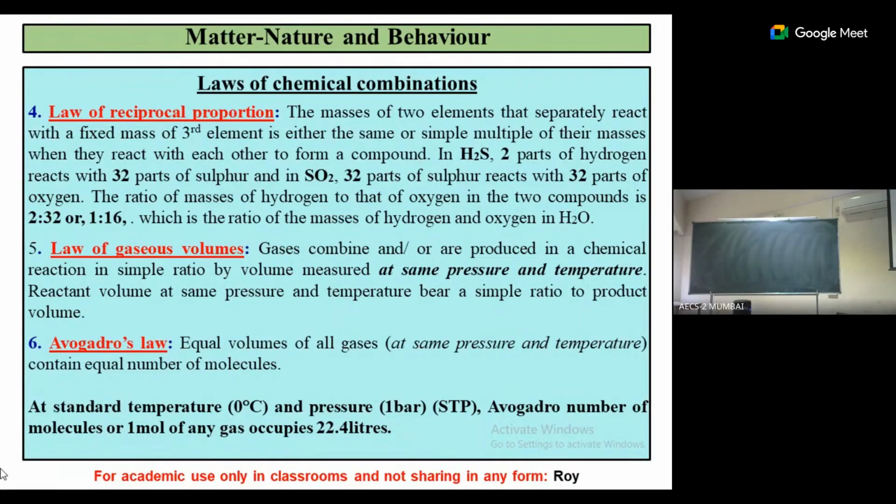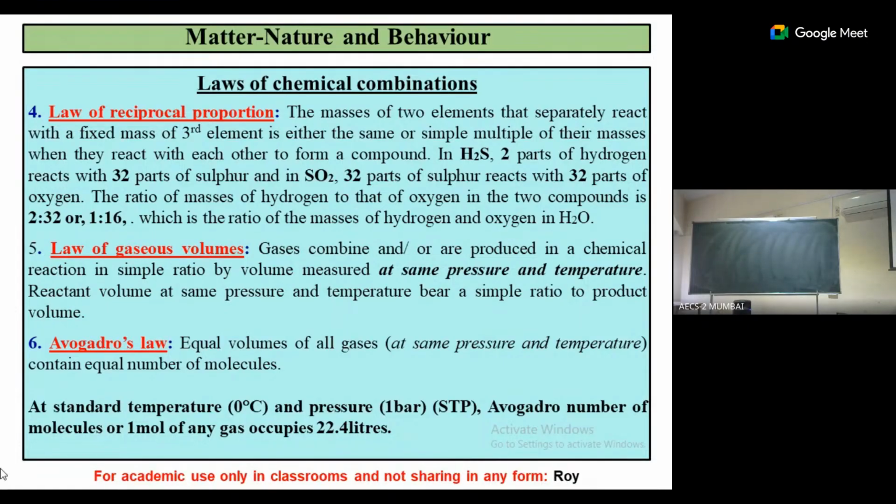Fine. Next is the law of gaseous volume. The law of gaseous volume says that in a reaction, the volume of the reactant gases is the same as the volume of the product gases, assuming 100% conversion. But the measurement has to be done at the same temperature and pressure. So basically, gases combine and are produced in a chemical reaction in a simple ratio by volume, measured at the same temperature and pressure. So the reactant volumes, at the same pressure and temperature, have a simple ratio to the product.